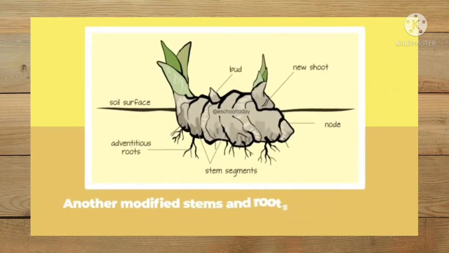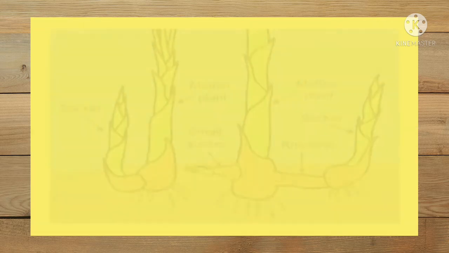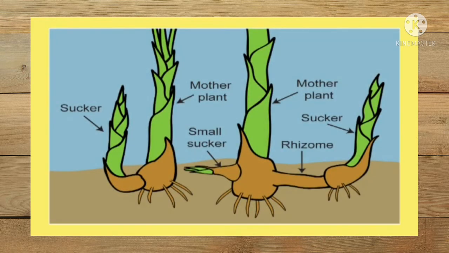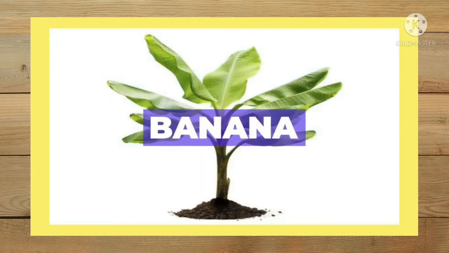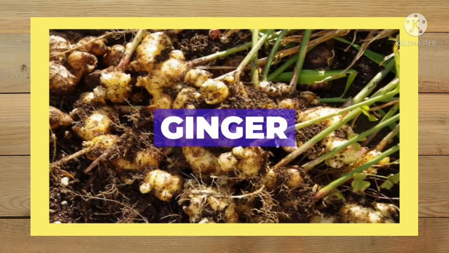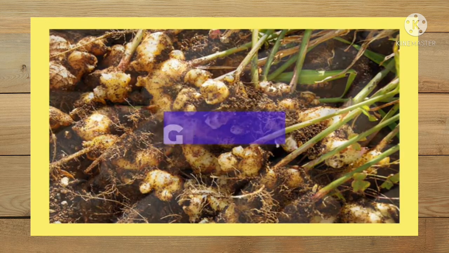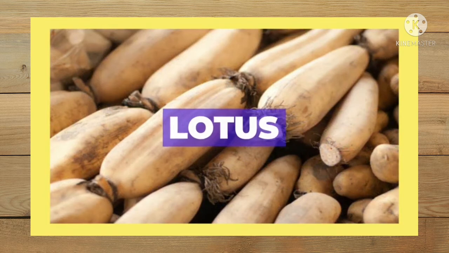Another modified stem and root is rhizome. It is horizontally growing. This is an example of rhizome. The sucker, the mother plant, and small sucker. The arrow down is the rhizome. Examples of rhizomes are banana, ginger, and lotus.